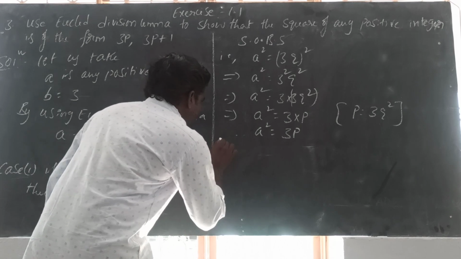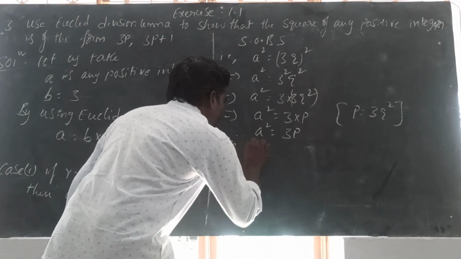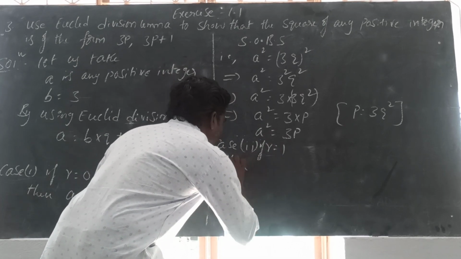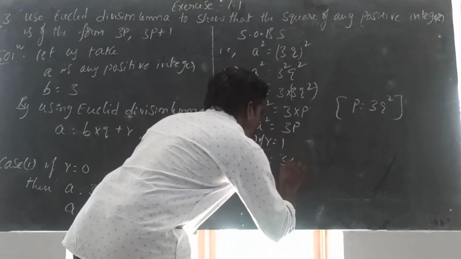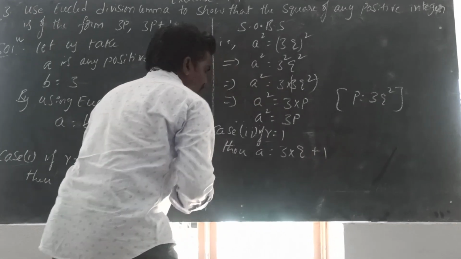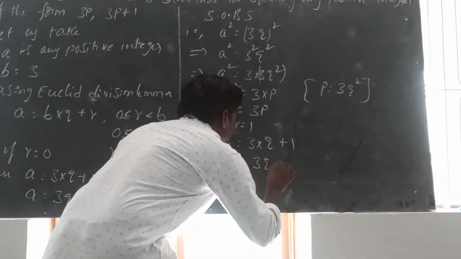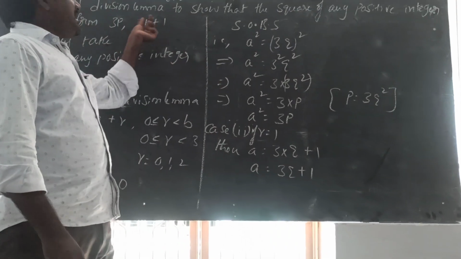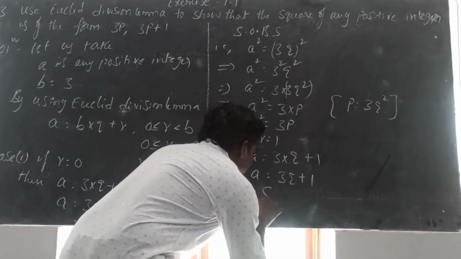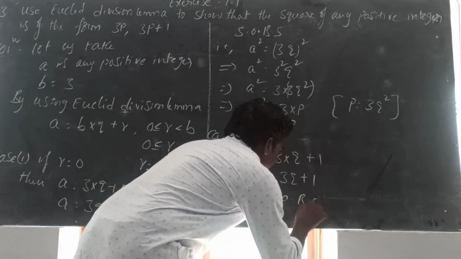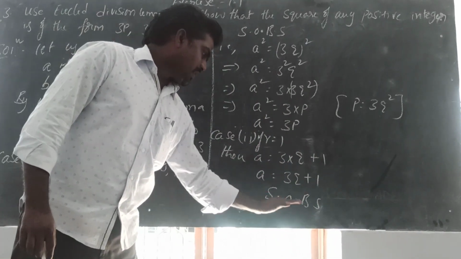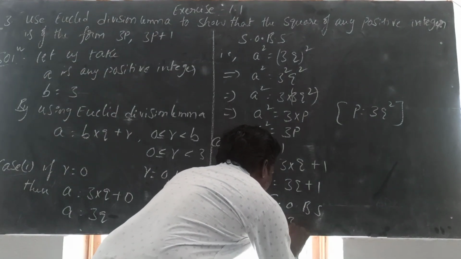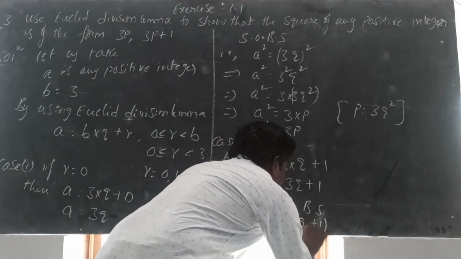Next, case 2. If R is equal to 1, then A is equal to 3 into Q plus 1. So that is A is equal to 3Q plus 1. So its square is also in the form of 3p plus 1. We can show that by squaring on both sides. That is, A square is equal to 3q plus 1 whole square.